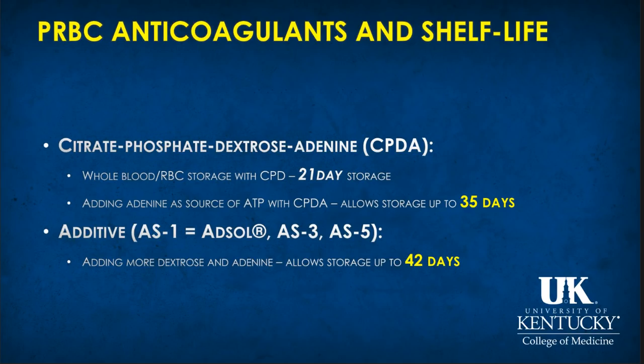So for the anticoagulants used in packed red blood cells, there are different types, and the impact on shelf life varies. The basic one is citrate, phosphate, and dextrose. If you use that primarily for preservation, you have a storage time around 21 days. If adenine is added as a source of ATP, it makes the CPDA preservative, also the most common one, and gives you a storage time up to 35 days.